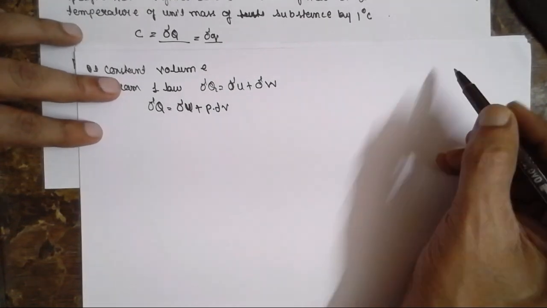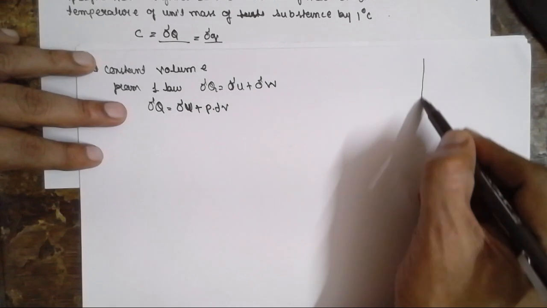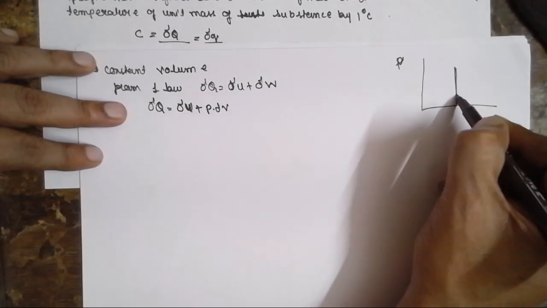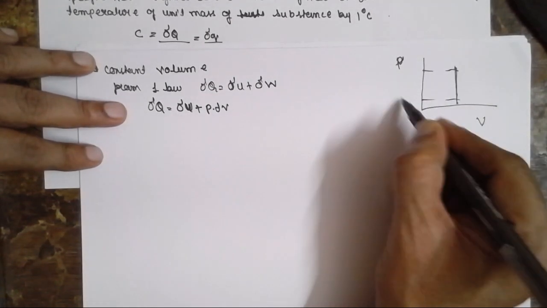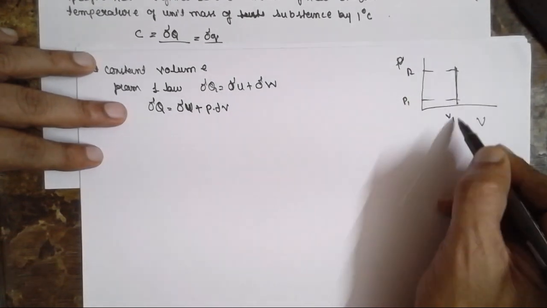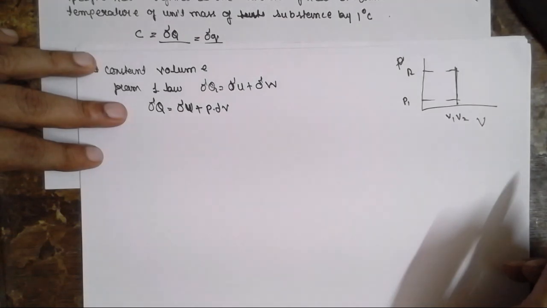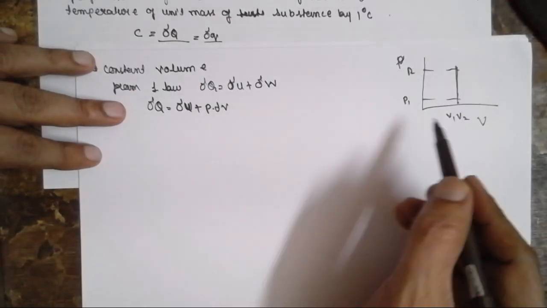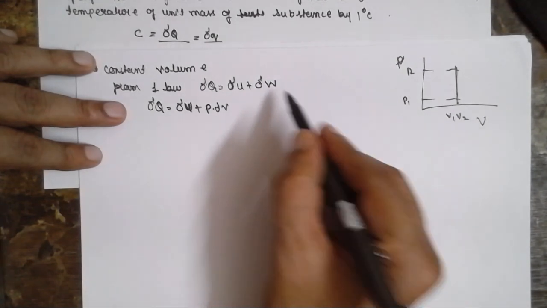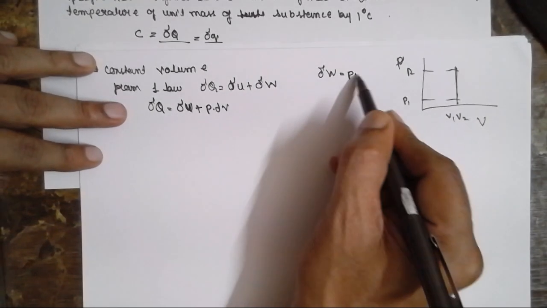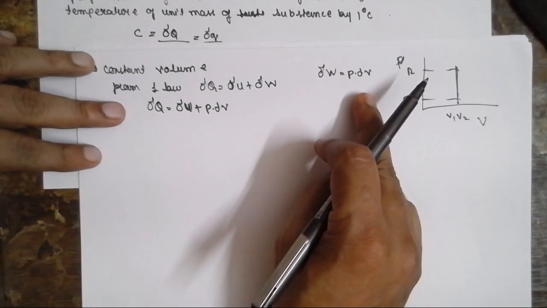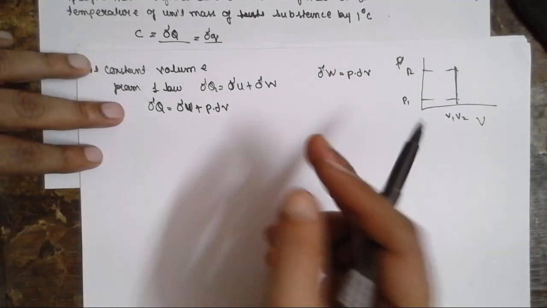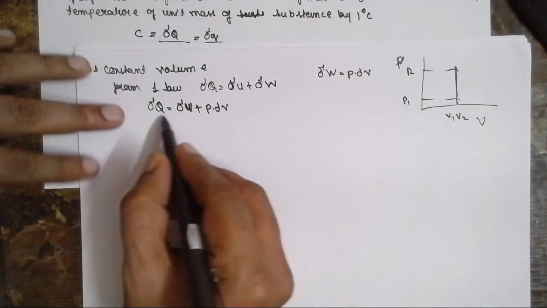For constant volume, the work done. This is the PV diagram. This is the line. This is the pressure, P1, P2, V1, V2. Then what happens? It is zero. But before deriving, the delta W will be written in terms of P dV. For constant volume, the work done will be zero. Otherwise, you can write directly zero here, no problem.